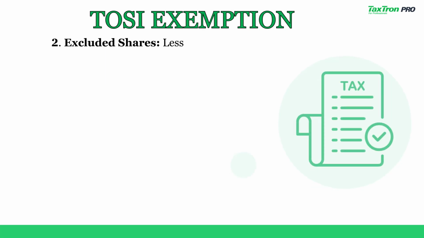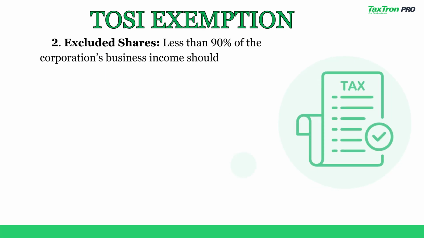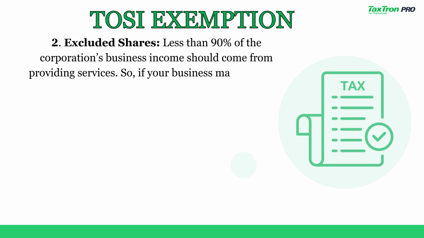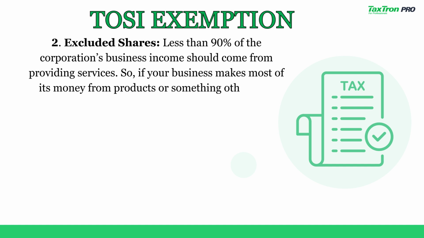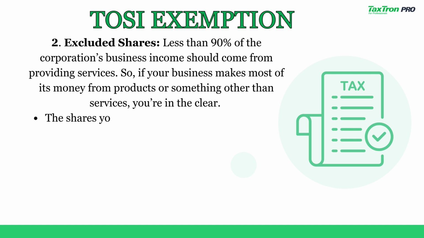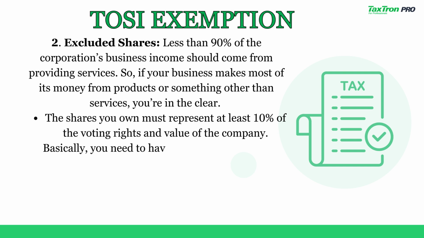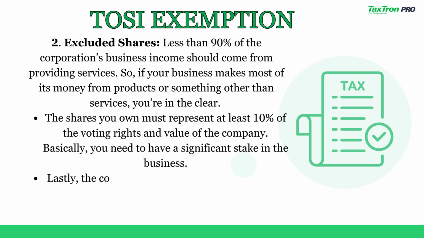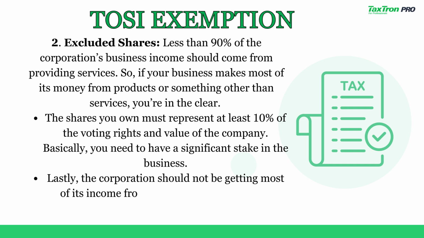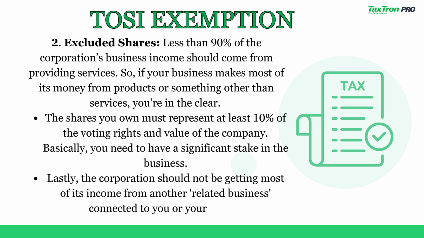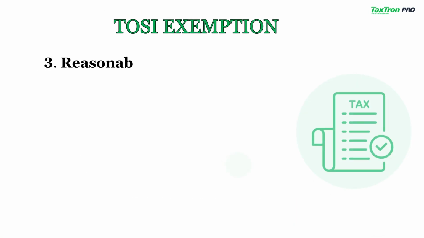Next up is excluded shares. For shares to be excluded, here is what needs to happen. Less than 90% of the corporation's business income should come from providing services. So, if your business makes most of its money from products or something other than services, you are in the clear. But keep in mind, certain shares, like preferred shares, do not qualify for this exemption. The shares you own must represent at least 10% of the voting rights and value of the company. Basically, you need to have a significant stake in the business. Lastly, the corporation should not be getting most of its income from another, related business connected to you or your family.